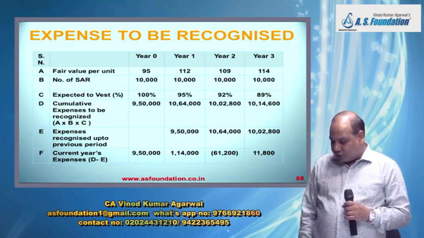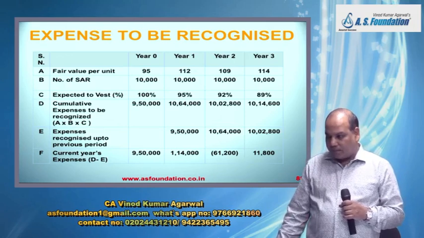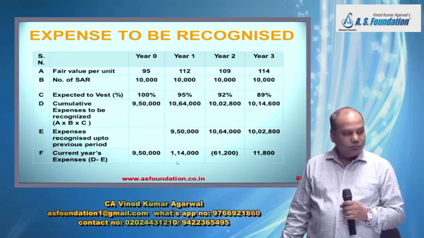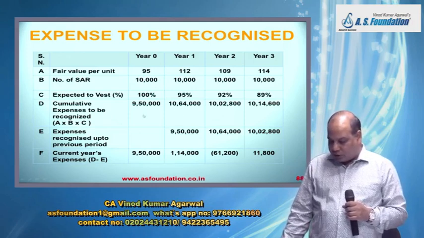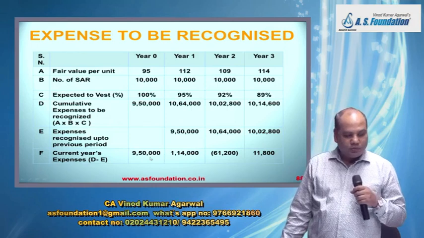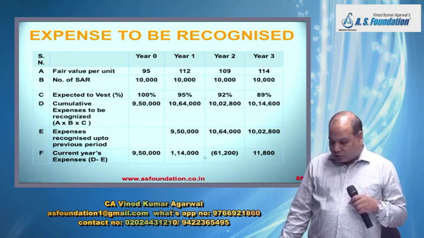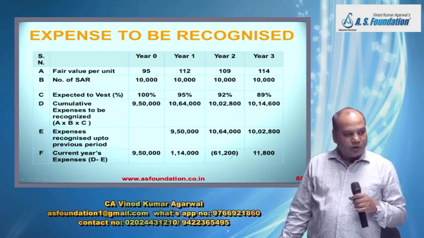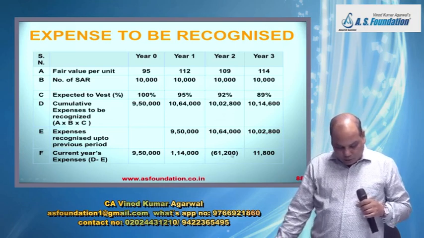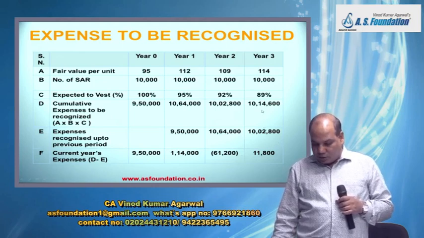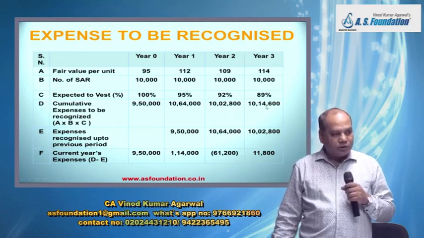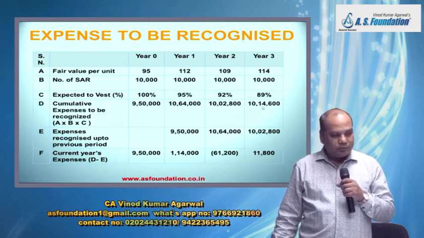And 11,800. Right. First, today we'll pass entry for this amount, 9,50,000. And then every reporting date, we will increase or decrease the liability. And a second effect will go to P&L account. And then finally, how much amount do we end up paying? We'll end up paying 10,14,600. This is the amount we will end up paying.